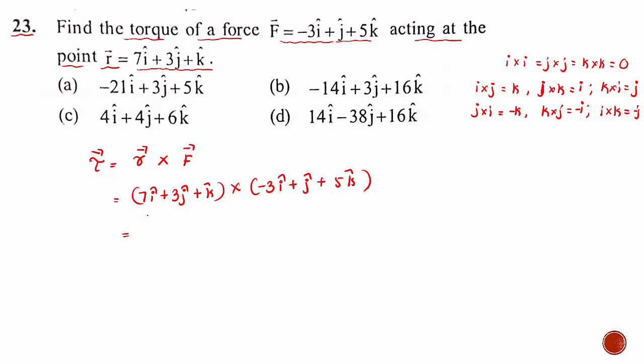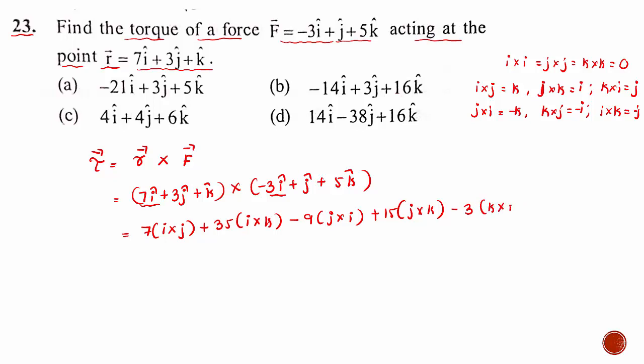7 into minus 3, 21. I cross I is 0. Leave it. 7 into J here, 7 I cross J, plus 7 5s are 35, I cross K. Then next term, minus 9 J cross I. J cross J is 0. Leave it. Plus 15 J cross K. Third term, minus 3 K cross I, then plus 1 K cross J.